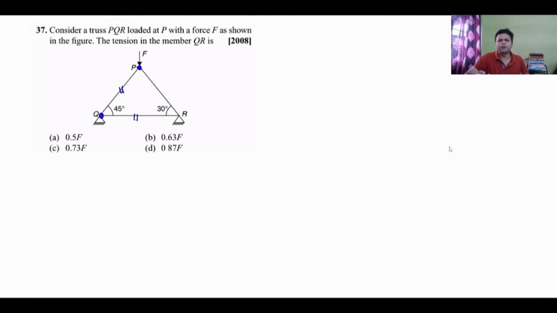You need not find out the reaction, nor can you find out the reaction. You cannot find out the reaction because the dimensions of the sides are not given. Okay. So to find out, to consider the equilibrium of point P. So let us consider equilibrium of point P.